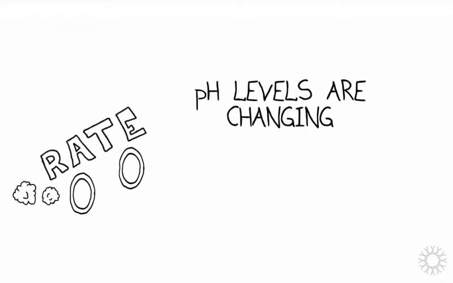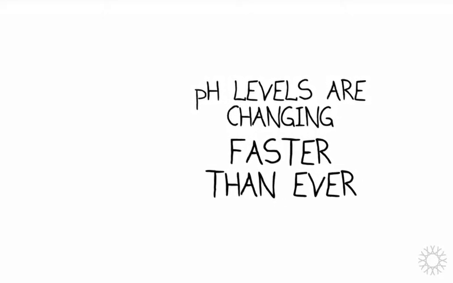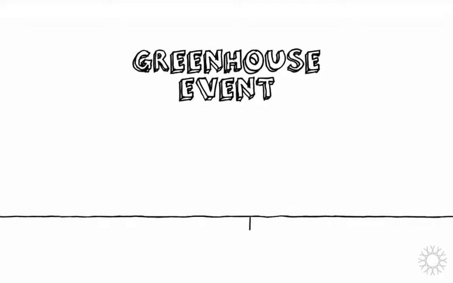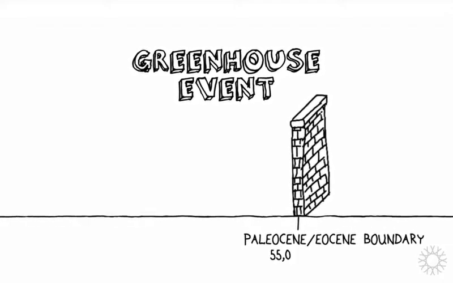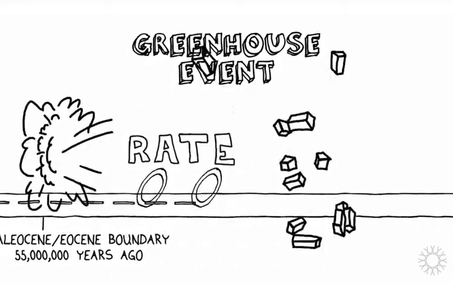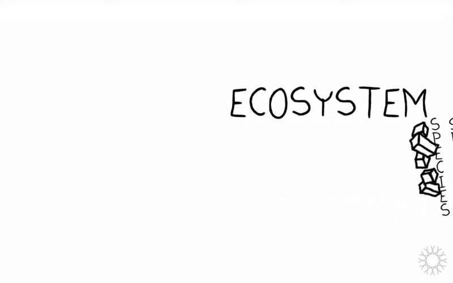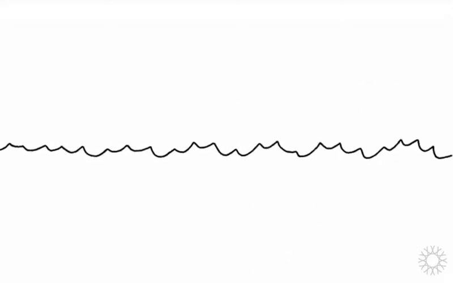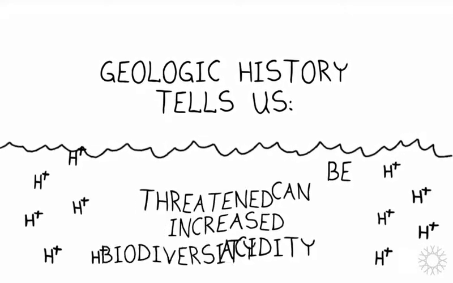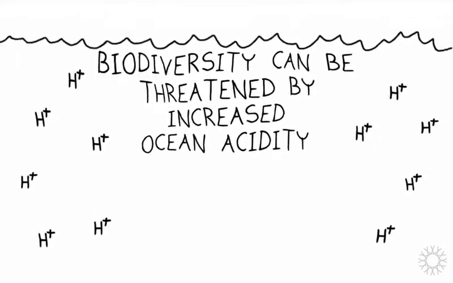It's worth talking about this global process in terms of rate. It's not so much that the pH levels are changing, but they're changing faster than anything we've seen for a very long time. The current rates of acidification are very similar to those during an enormous greenhouse event that occurred at the Paleocene-Eocene boundary 55 million years ago. And that time was marked by huge extinctions at very fundamental levels of ecosystem production, particularly in the deep sea. Geologic history tells us that biodiversity can be threatened by exposure to increased acidity in the oceans.